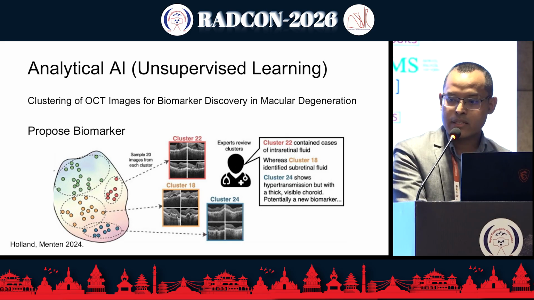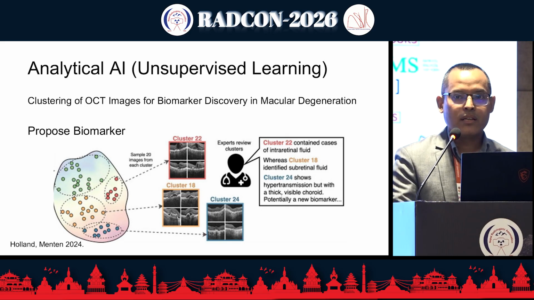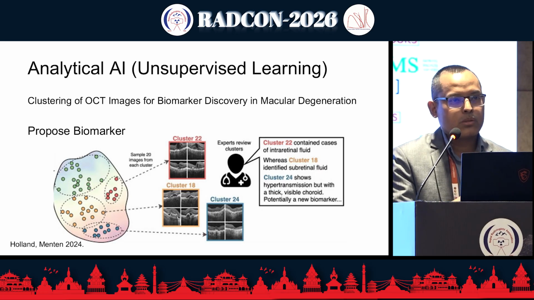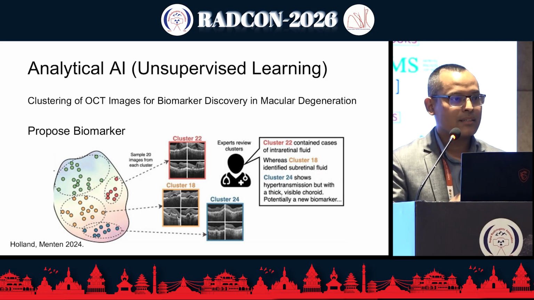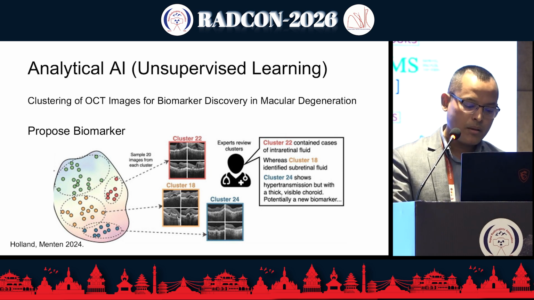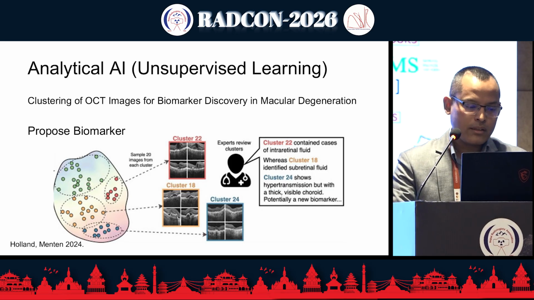So this helps you accelerate biomarker discovery with the use of massive amounts of data. Otherwise, you wouldn't be able to look at all these 16,000 OCT images, keep them in your mind, and churn through the relationships between all these images. But AI models can do that for you.